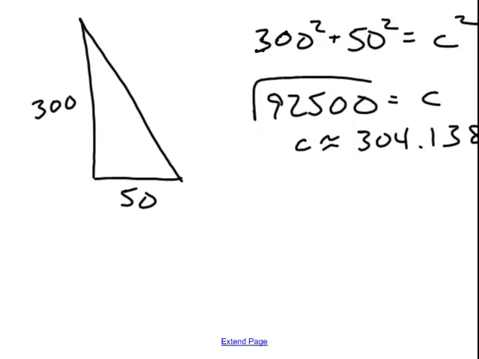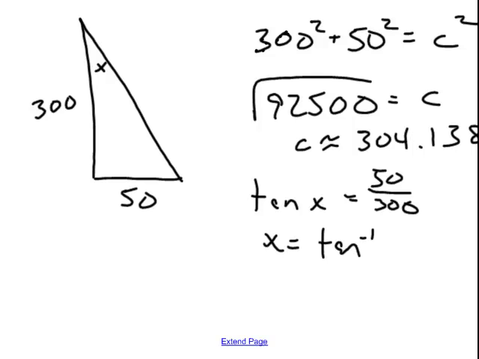In what direction is it going? Well, if this is x, the tangent of x is equal to 50 over 300. So x is equal to the inverse tangent of 50 over 300, which is 1/6. We'll just go ahead and leave it as the inverse tangent of 50 over 300, which is approximately equal to 9 degrees. And it looks like we are going 9 degrees east of south.